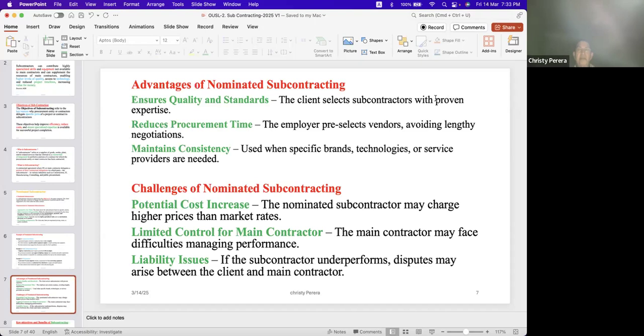So it ensures quality and standards because this nominated subcontractor has proven expertise. It reduces procurement time. The employer pre-selects vendors, avoiding lengthy negotiations. So I have experience, he will deliver on time. It also maintains consistency when specific brands, technologies or service providers are needed.